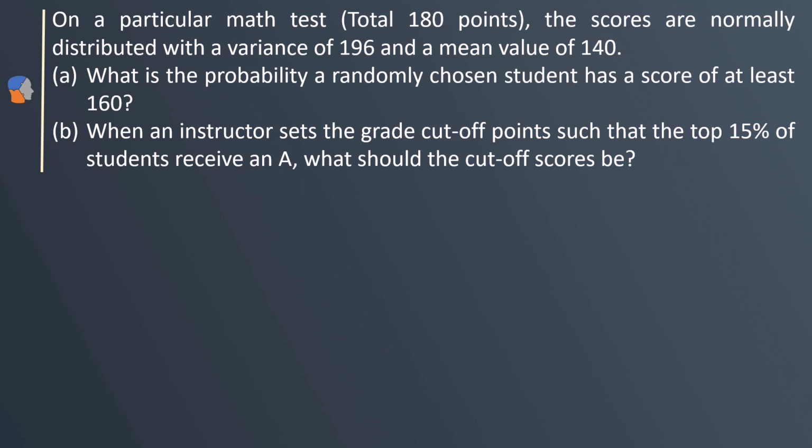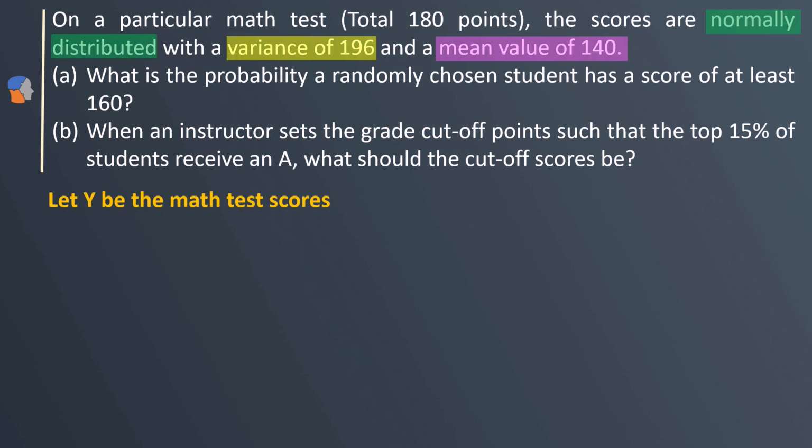Let me discuss this example. On a particular math test, the scores are normally distributed with a variance of 196 and a mean value of 140. First, let me define a random variable and note down the given information. Here we talk about math test scores. Therefore, we can define a random variable y as the math test scores. Now, given information: normally distributed, variance 196, mean 140.